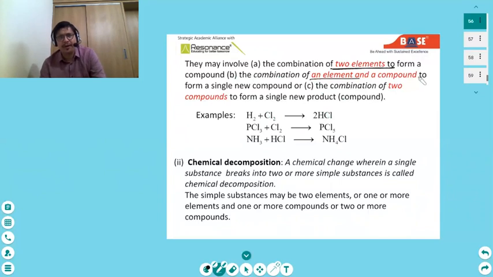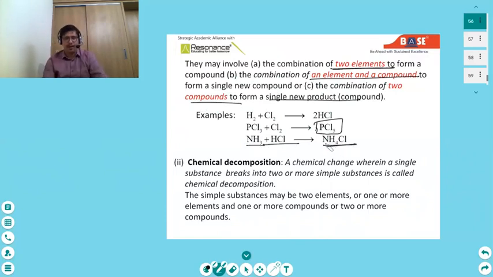Or combination of an element and a compound. So if you take PCl3 and Cl2, it is giving rise to PCl5. It is phosphorus pentachloride. Again, it is the second type of it. And third, combination of two compounds to form a new compound. So ammonia and HCl forming ammonium chloride.